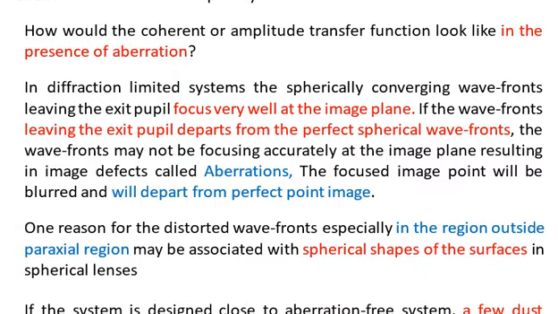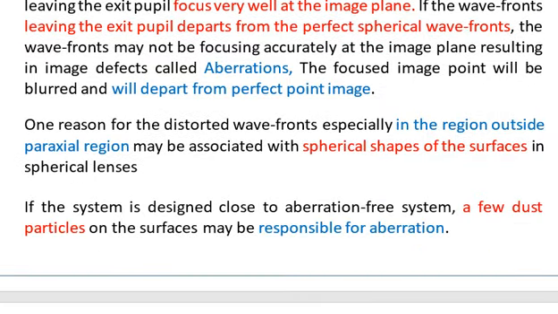In diffraction limited systems, the spherically converging wave fronts leaving the exit pupil focus very well at the image plane. If the wave fronts leaving the exit pupil depart from the perfect spherical wave fronts, they may not focus accurately at the image plane, resulting in image defects called aberrations. The focused image point will be blurred and will depart from the perfect image point. One reason for the distorted wave fronts, especially outside the paraxial region, may be associated with the spherical shapes of surfaces in spherical lenses.